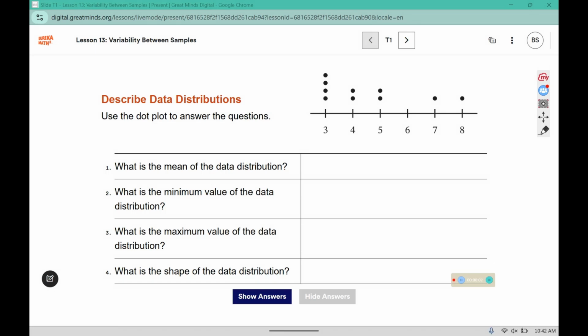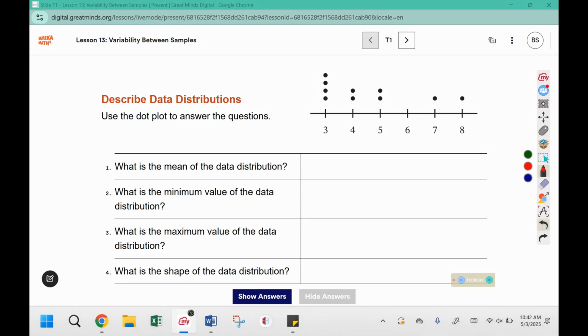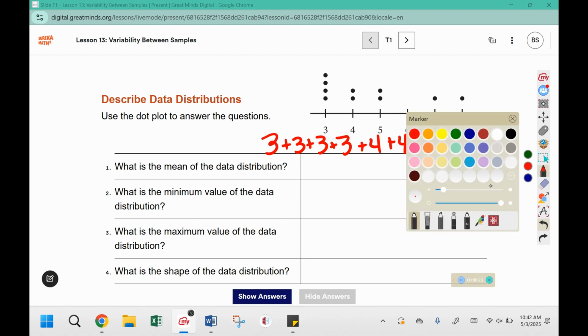Use the dot plot to answer the questions. The first one asks you to find the mean of the data distribution. The way that we find the mean is we add up all of those values from the dot plot, and then we divide by how many dots there are.